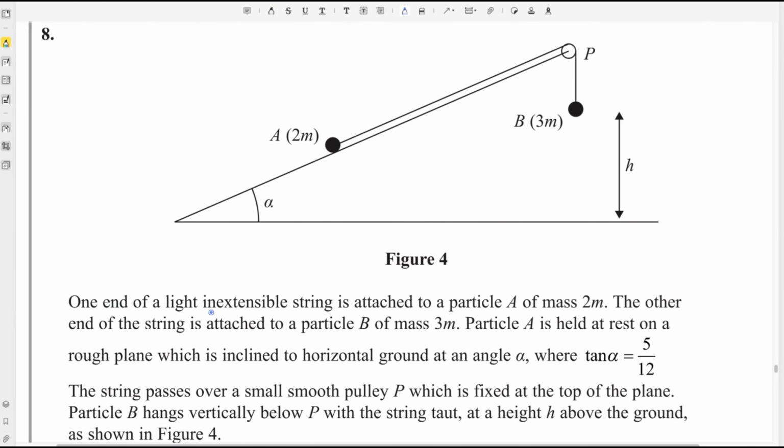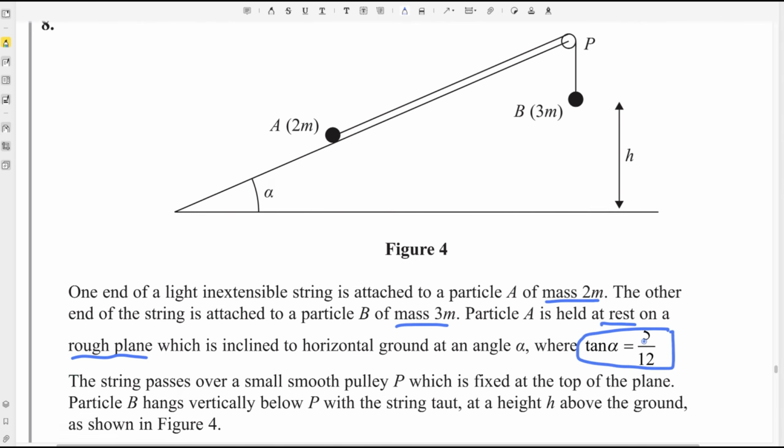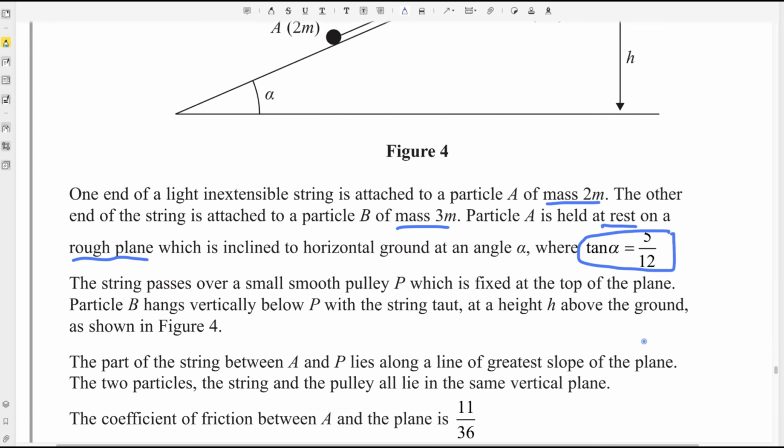One end of a light inextensible string is attached to a particle A of mass 2m. The other end of the string is attached to the particle B of mass 3m. A particle A is held at rest on a rough plane which is inclined to the horizontal ground at an angle alpha. Tan alpha equals 5/12. The string passes over a small smooth pulley P which is fixed at the top of the plane.